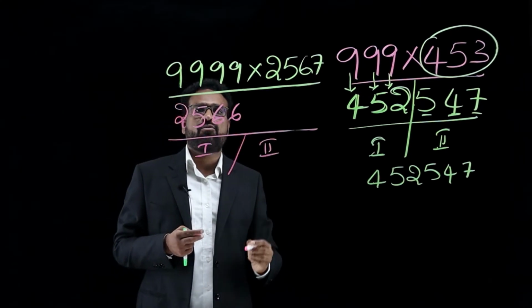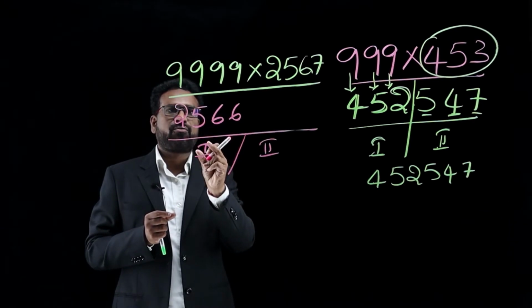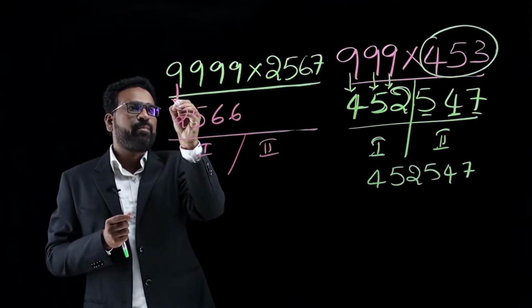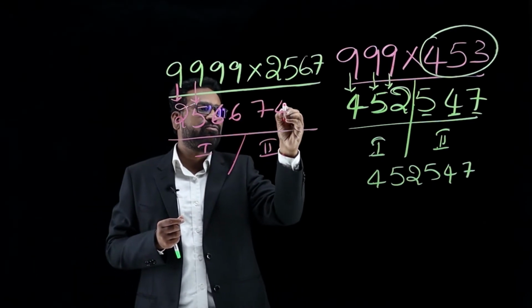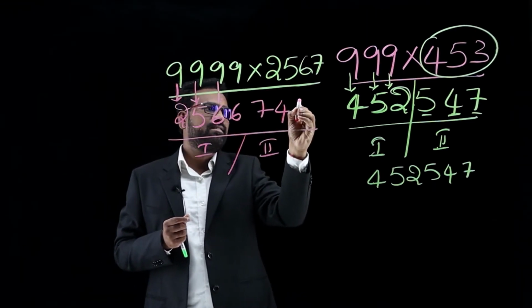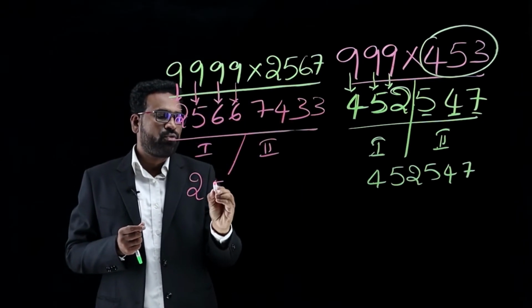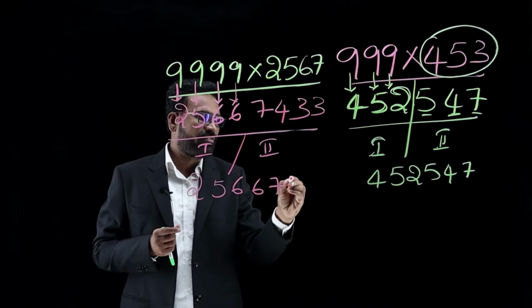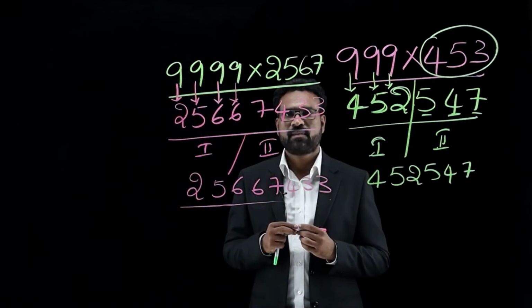And for second part, what we have to do? We have to subtract each and every digit of this first part from the 9s. What is 9 minus 2? 9 minus 2 is 7. And what is 9 minus 5? It is 4. And 9 minus 6 is 3. And 9 minus 6 is 3. So our answer is 2566 7433. This is our final answer.